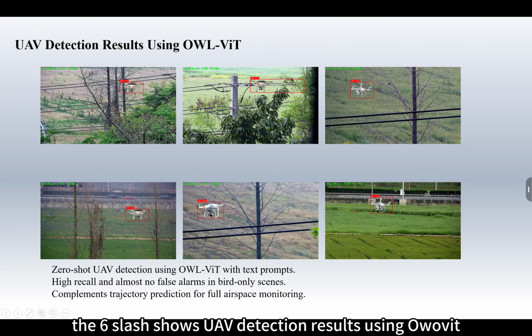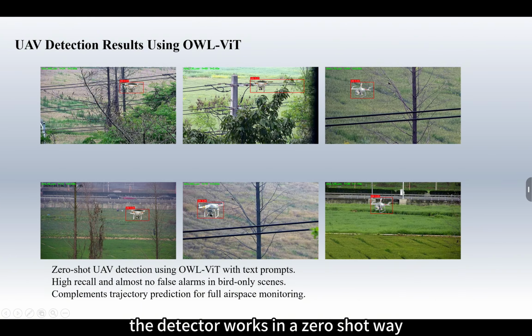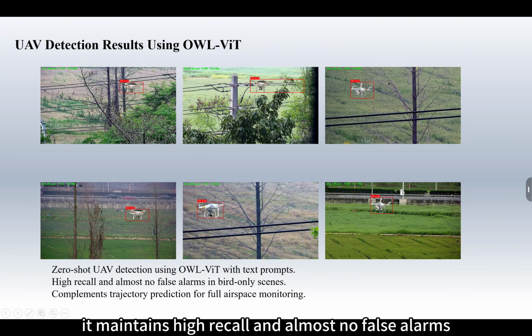The sixth slide shows UAV detection results using OWL-ViT. The detector works in a zero-shot way. We simply give prompts like drone or UAV, and the model can detect objects without extra training. Across different backgrounds and angles, it maintains high recall and almost no false alarms. These examples show that the detector is reliable and complements the trajectory predictor well.